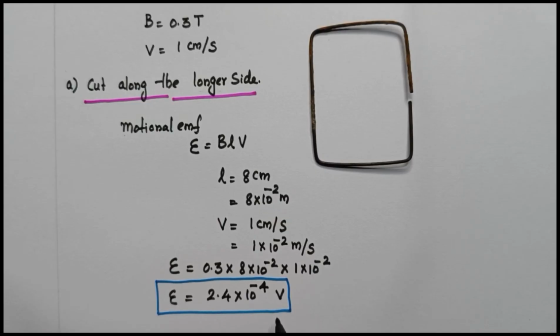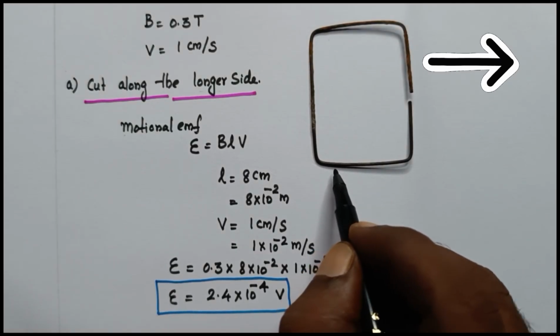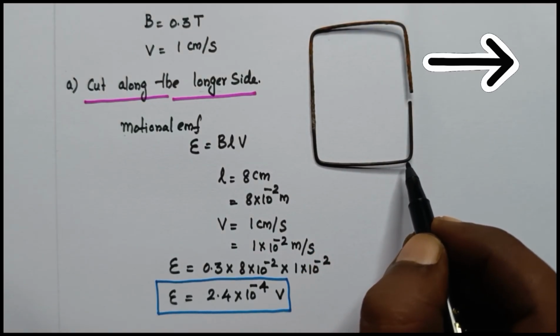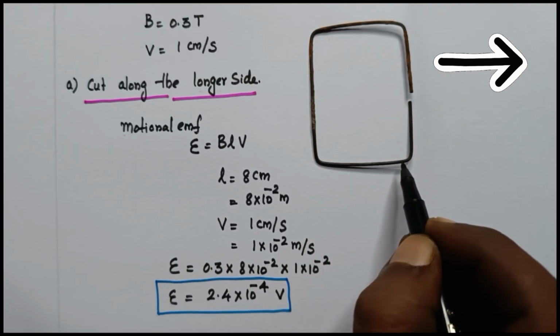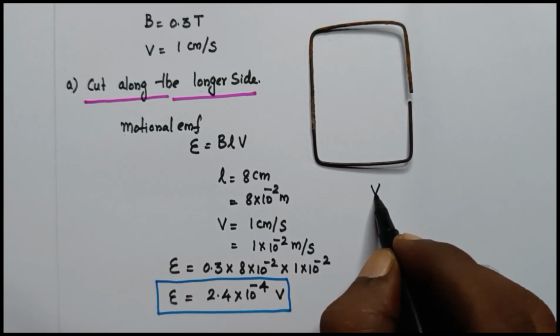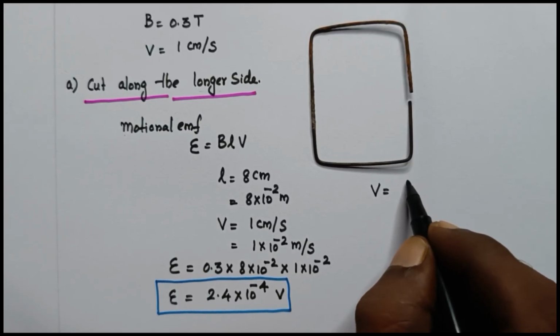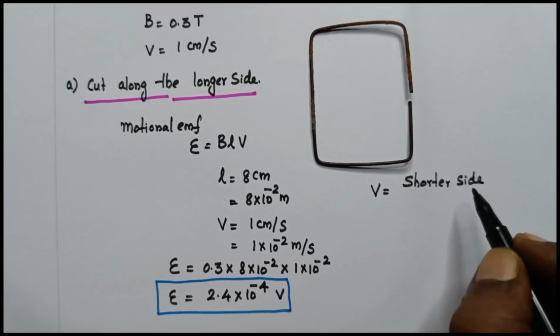Second, what do we have to find? We have to find how long this induced voltage lasts. The loop is moving along its shorter side out of the magnetic field. So once it has covered this distance, the EMF will last. Therefore, we can write velocity V is equal to the distance travelled, the shorter side, by time.